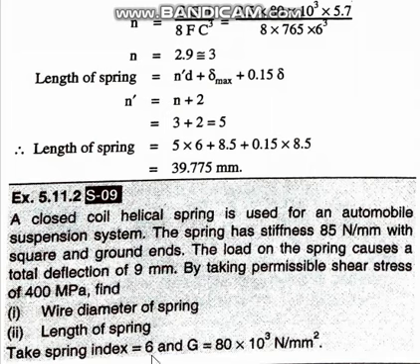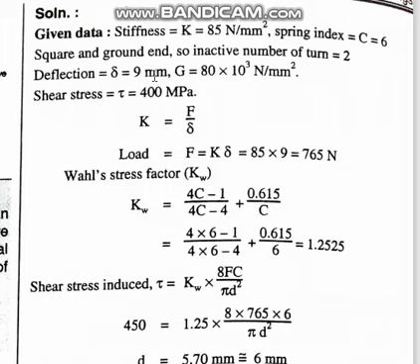So C is equal to 6 means Wahl's correction factor, if you are using that, will come to 1.2525. Okay, G also is given, 80 into 10 to the power 3 Newton per millimeter square. So what are the things that are given? Stiffness is given, spring index is given, square and ground ends, so inactive number of coils is 2, deflection is given, delta 9 mm, G is given.